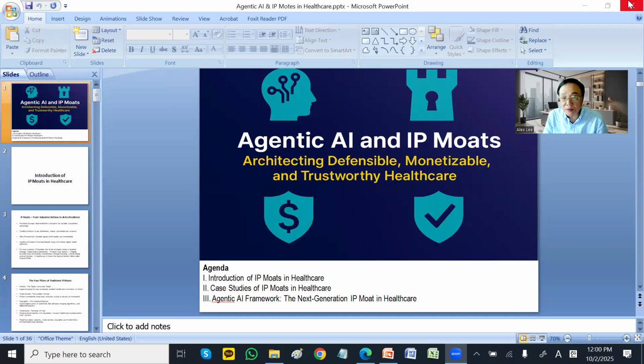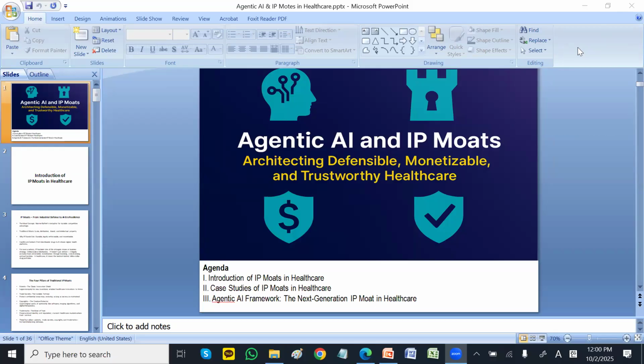Today we are going to discuss agentic AI and IP moats, and particularly how to architect defensible, monetizable, and trustworthy healthcare. We have three agenda items. One is what an IP moat in healthcare is, and case studies of IP moats in healthcare, and agentic AI frameworks. Then, what are the next generation IP moats in healthcare? I'm going to start in slide mode.